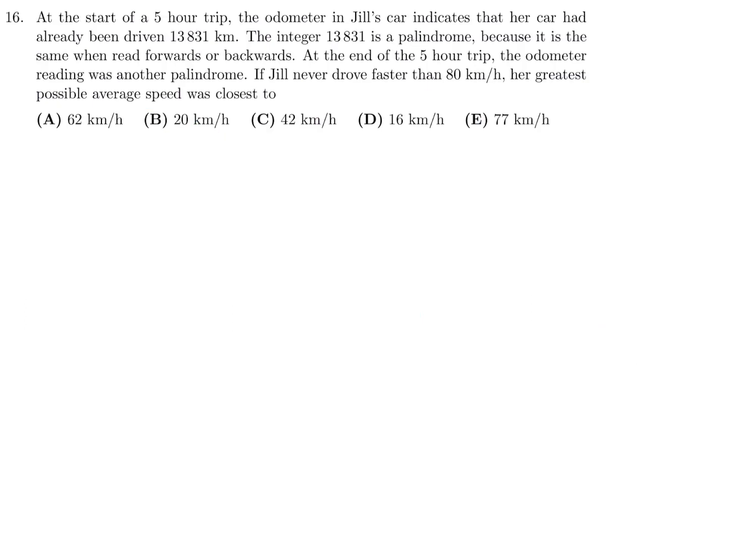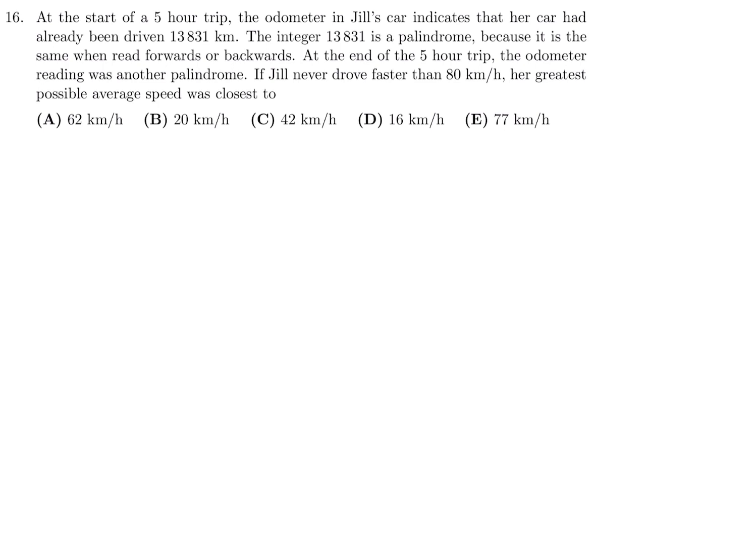At the start of a 5-hour trip, the odometer in Jill's car indicates that her car had already been driven 13831 kilometers. The integer 13831 is a palindrome because it is the same when read forwards or backwards. At the end of the 5-hour trip, the odometer was reading another palindrome. If Jill never drove faster than 80 kilometers per hour, her greatest possible average speed was closest to.